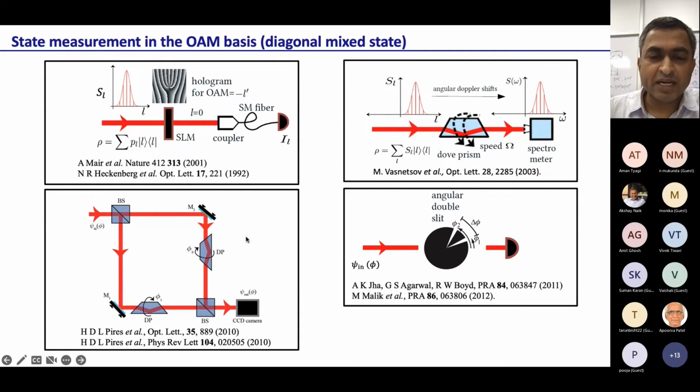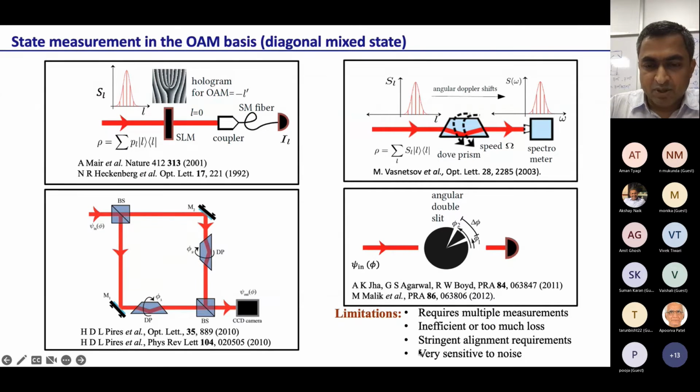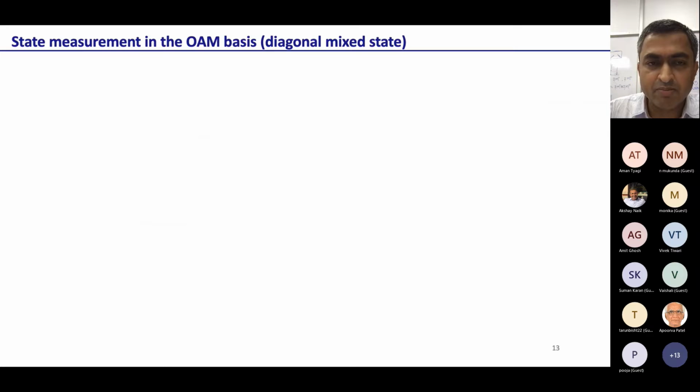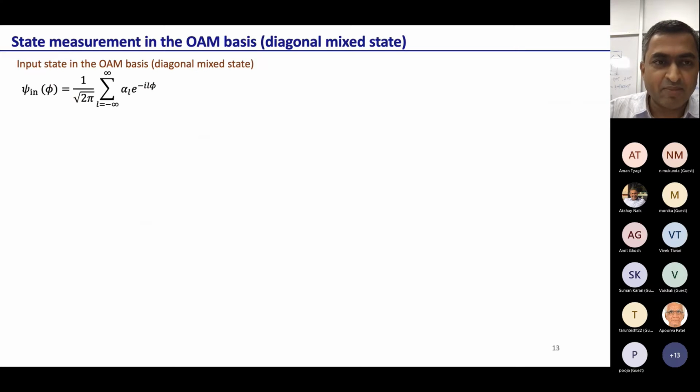So again, measuring orbital angular momentum, people have been trying it for long. There are several methods. Again, this is still not a complete list. It's four that I have put here. Several limitations. Again, let me not go through it, but just point out that these methods for measuring this high dimensional orbital angular momentum basis are quite inefficient because they involve too much loss, very stringent alignment requirements, and are very sensitive to noise. So we came up with a method which actually bypasses all those limitations.